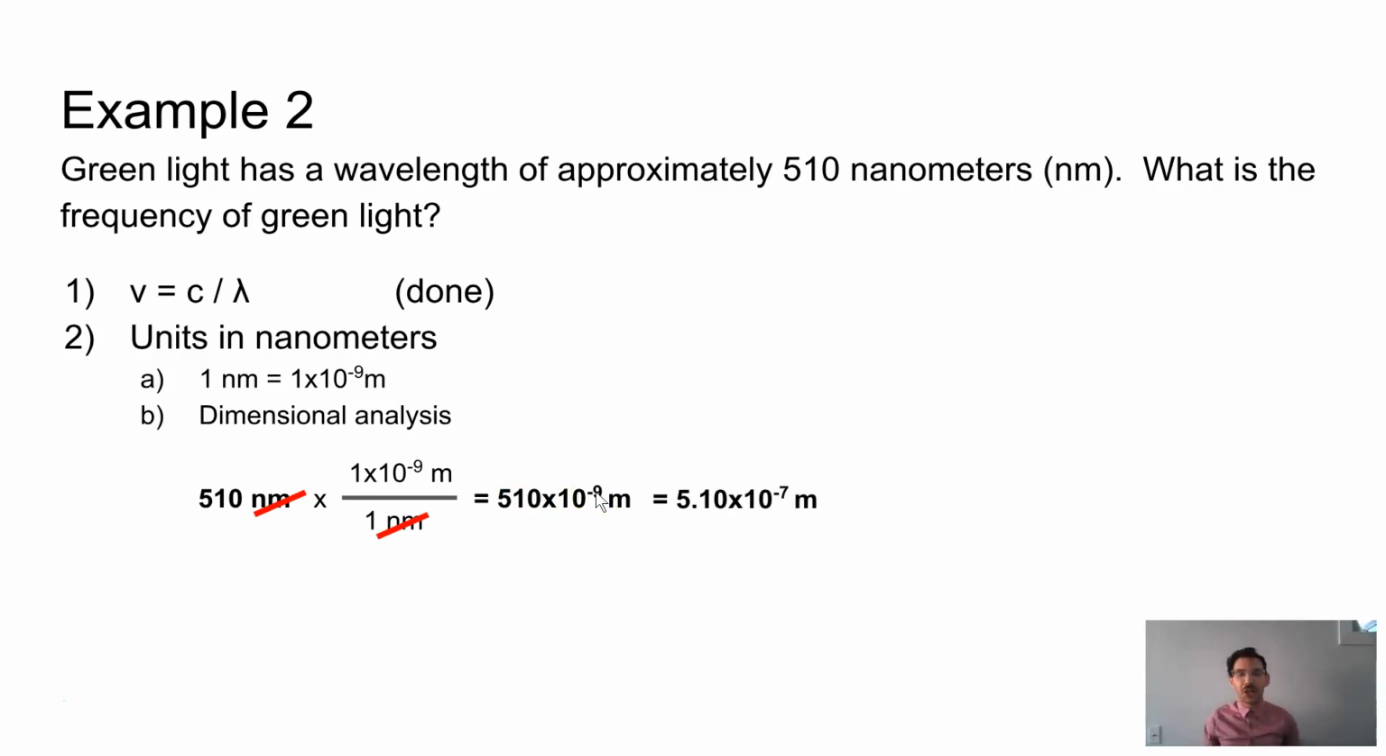So this is good stuff. If I move my decimal place forward 2, I'm going to increase the exponent by 2, from -9 to -7. Cool, so I converted into meters. Well, now I'm set to just plug and chug like the last one.